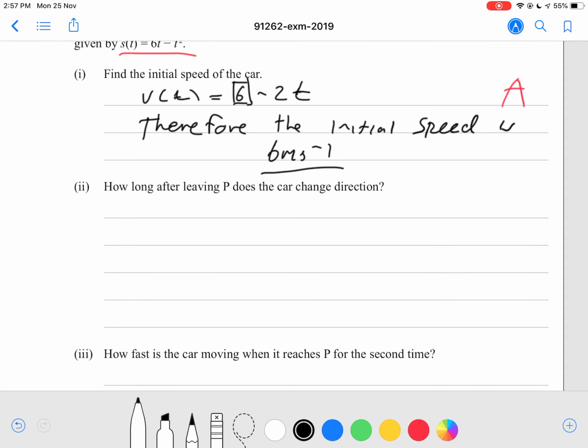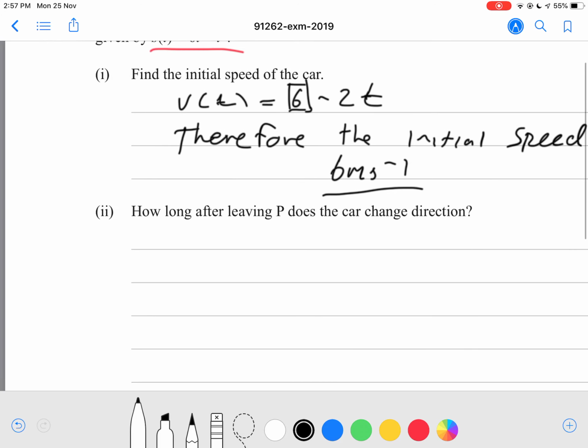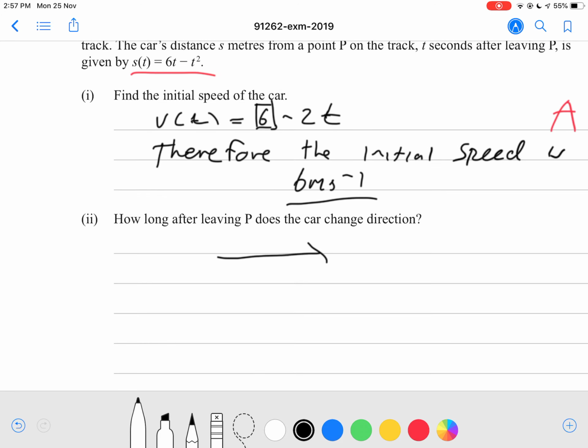So basically, the car is going to start moving in, for example, one direction, and we'll call that a positive velocity. So for example, if it's moving in the right direction, that's going to be, for example, 6 meters per second in the right direction. However, if it's going to the left, we will consider this as a negative velocity because we consider the right as positive, we consider the opposite direction as negative. So in this case, how long after leaving P does the car change direction?